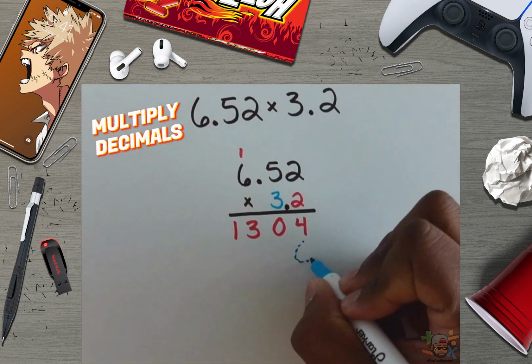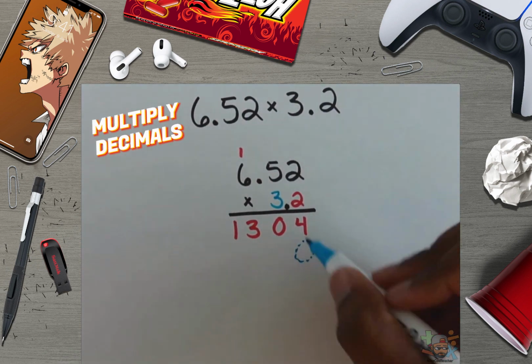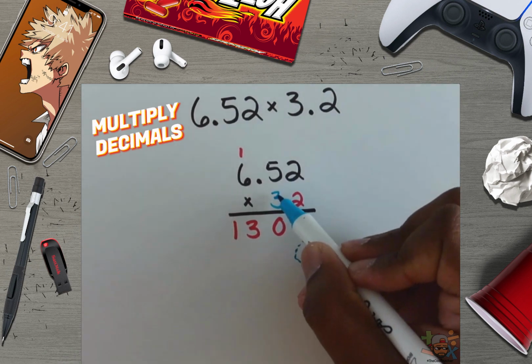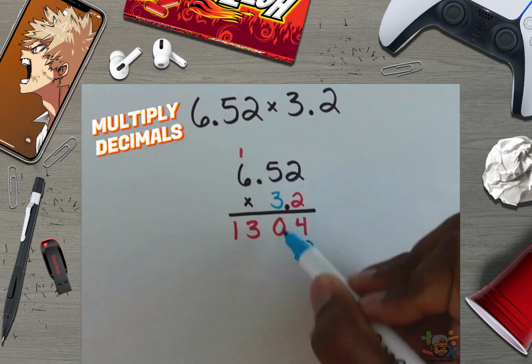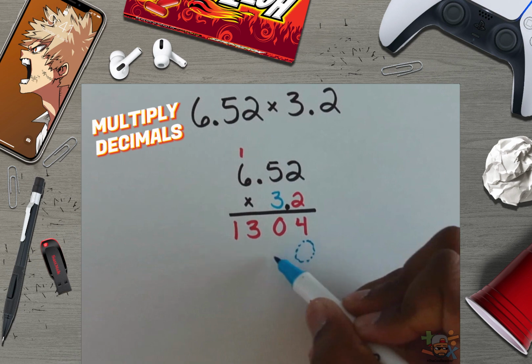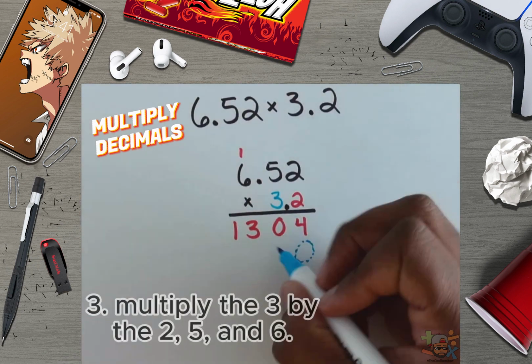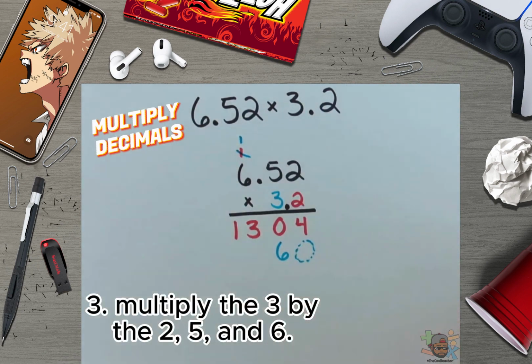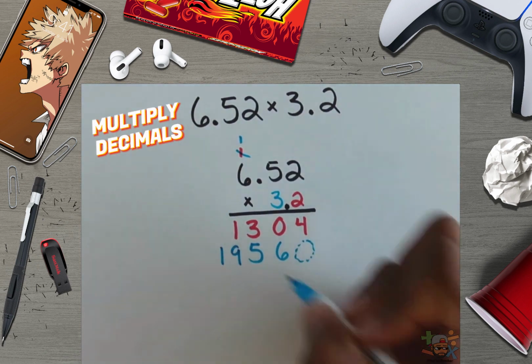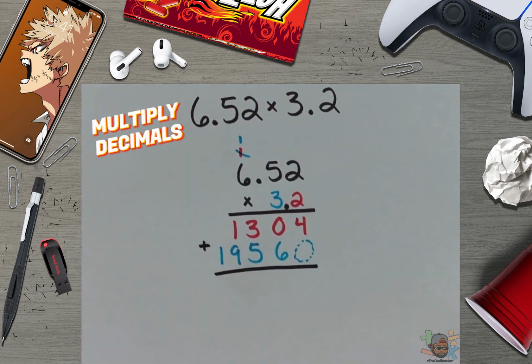Remember, I'm going to drop my 0 here, mainly because I'm starting where the 3 is. So the first number that I put down has to be underneath my 3 in this area right here. And I'm going to add all this up.